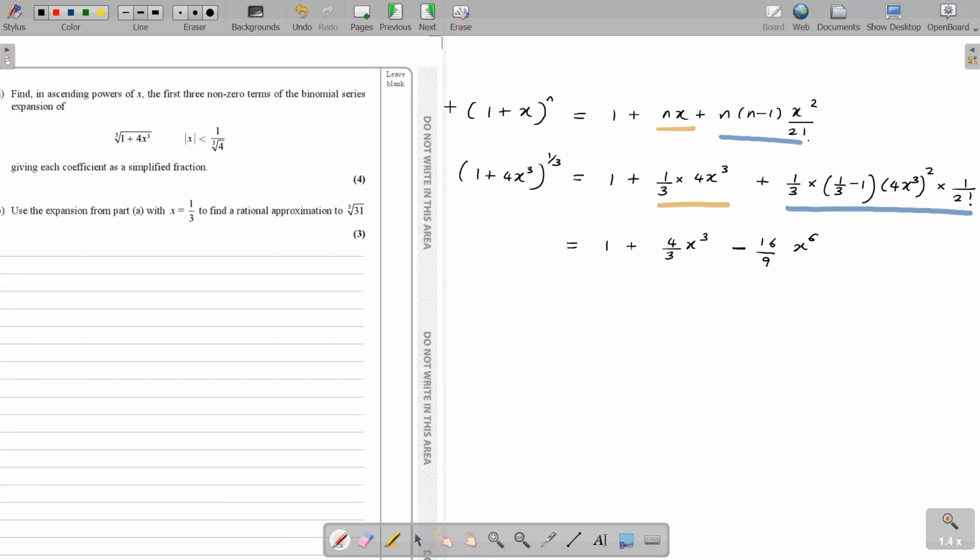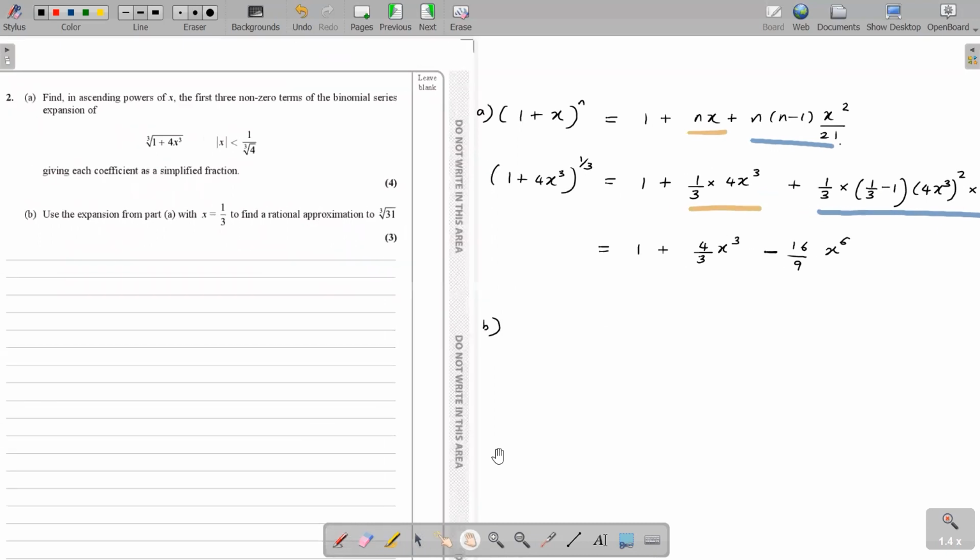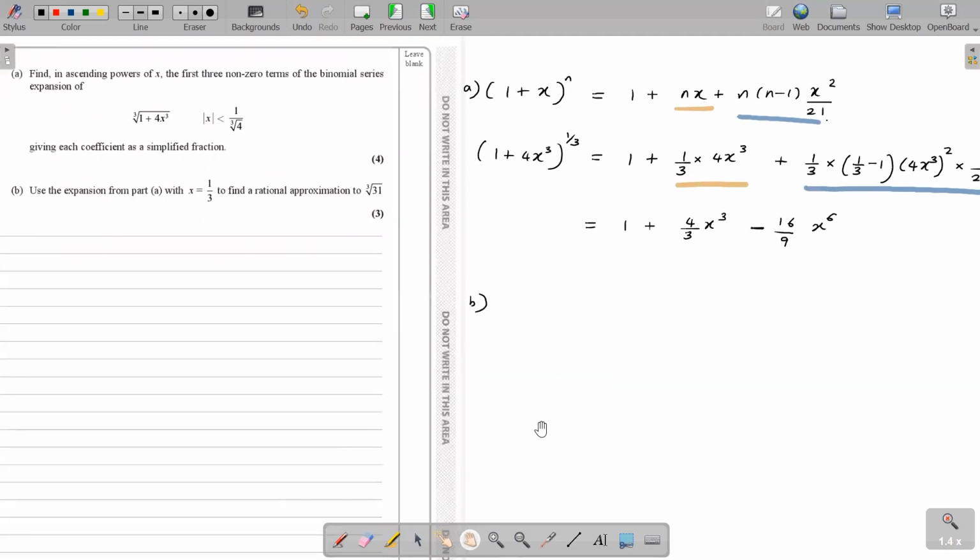So then let's move on to part B. Use the expansion from part A with x equal 1 over 3 to find the rational approximation to cube root of 31. Okay, so they are asking you to use x as 1 over 3.